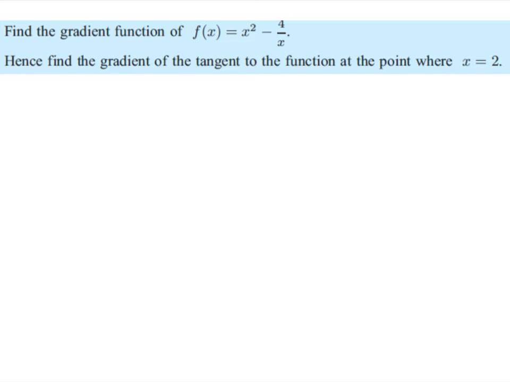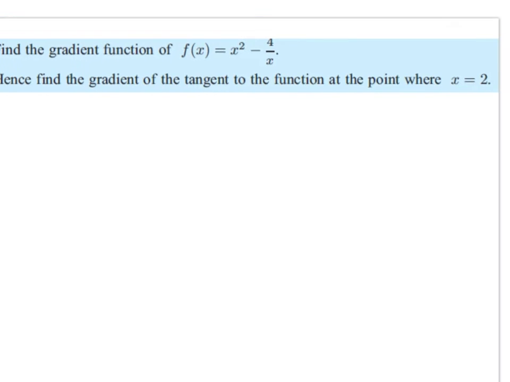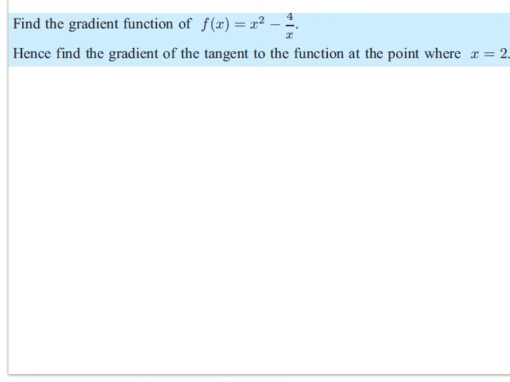So find the gradient function of f of x equals (x squared minus 4) over x. And remember, the gradient function is the same thing as the derivative. So we're going to look for the derivative. So the first thing we have to do is rewrite that so that we can take the derivative a little bit easier. So we're going to rewrite that as x squared minus 4x to the negative 1. Remember, we can bring this x up and just change the sign of its exponent.